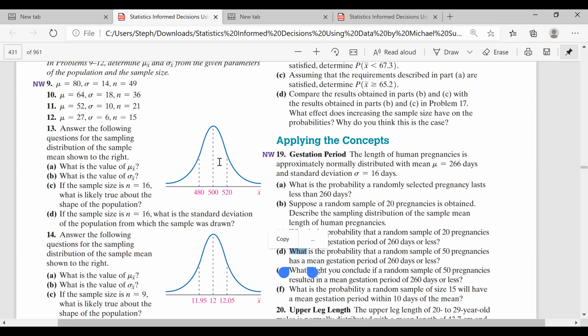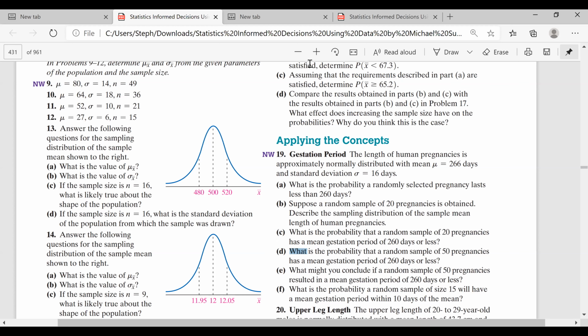Okay, and then the sample size is n equals 16. What is likely true about the shape of the population? That's a great question. Well, we can plug that in. So we would do 20 over the square root of 16, which is 20 over 4, which is 5. I got that, but I don't know what that means.